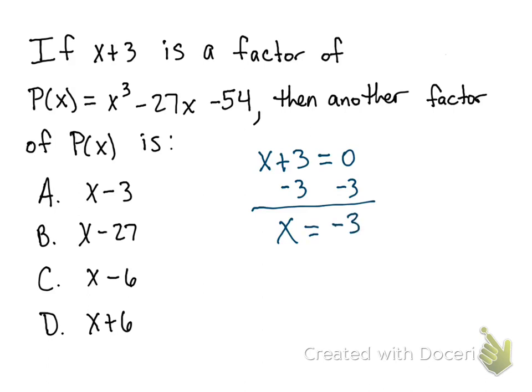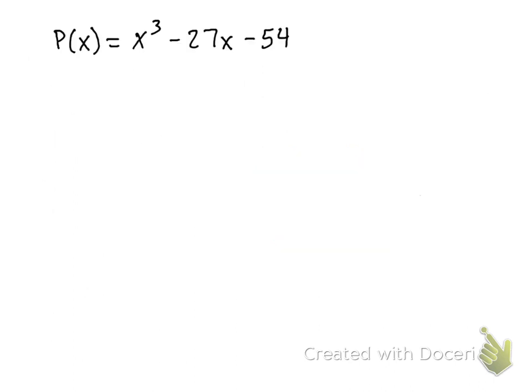So negative 3 is a 0 for that polynomial function. What we're going to do is set up synthetic division, and our k will be negative 3, and we should get remainder 0. We can then look at our quotient, which will be quadratic, factor that quotient, and we'll be able to determine the other two factors. All right, so I'm going to set up synthetic division here.